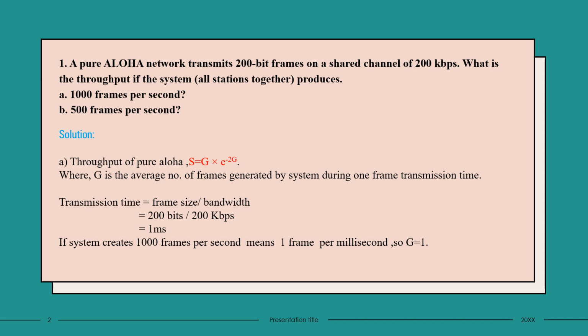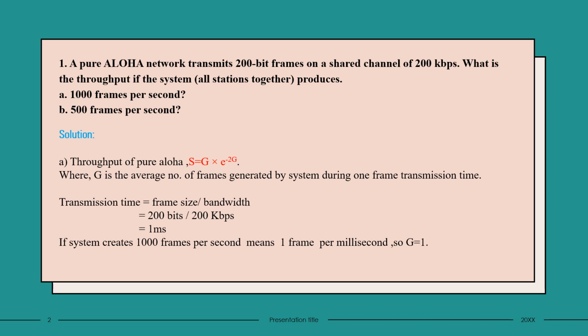Now we have to find the throughput for 1000 frames per second. What is the meaning? If the system creates 1000 frames per second, then the system generates 1 frame per millisecond. This is how you have to consider it. If a system generates 1000 frames per second, then in terms of milliseconds it would be 1 frame per millisecond. This 1 frame you have to give as the value of G. So what is G now? G is nothing but this 1 frame.